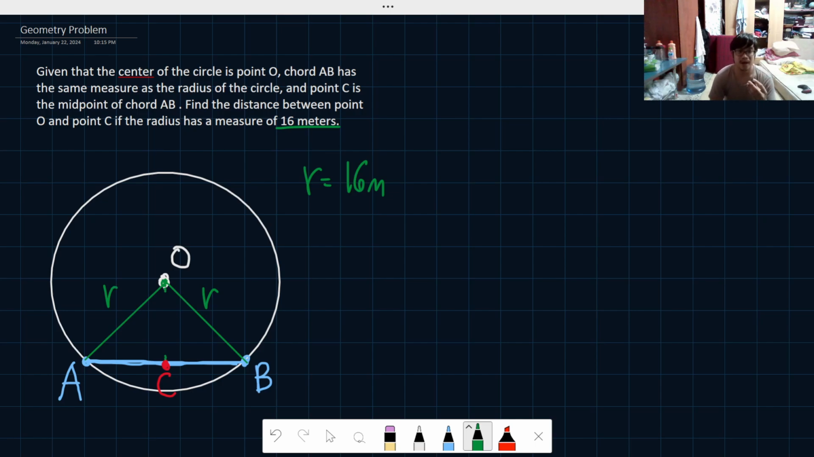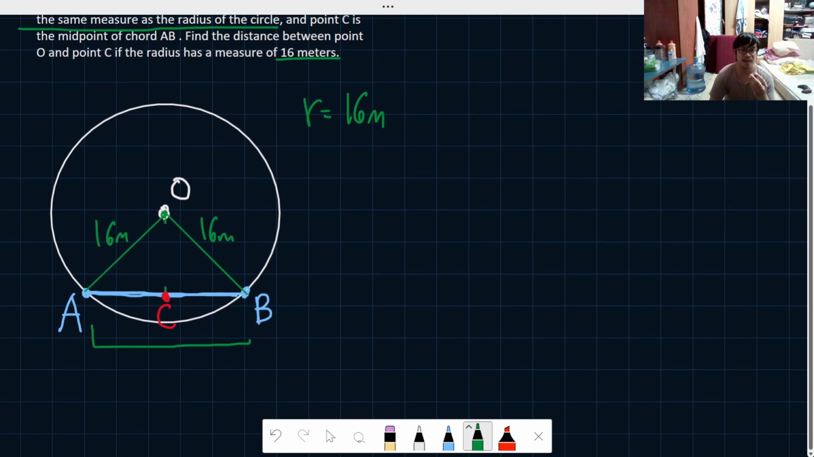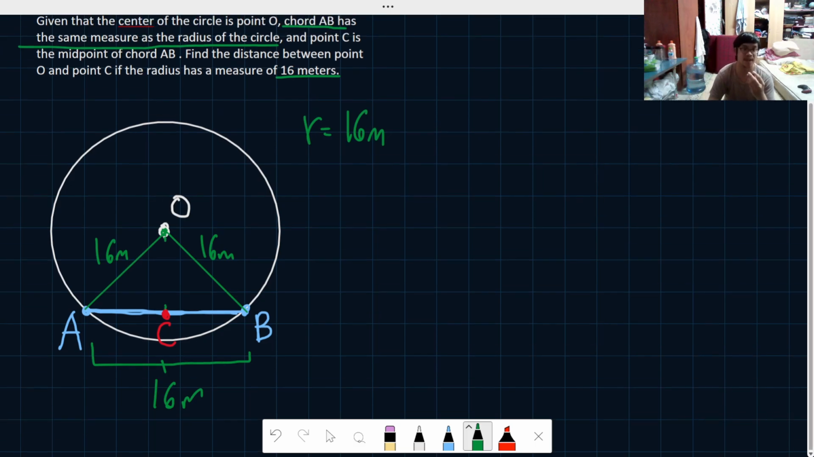Now, the lengths of these two radii are the same to each other, meaning they are 16 meters. Here's the thing: both of them are 16 meters in length, but there's another given here. According to it, chord AB has the same measure as the radius of the circle. That means chord AB is also 16 meters in length.